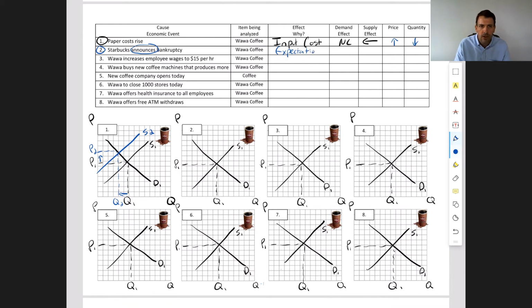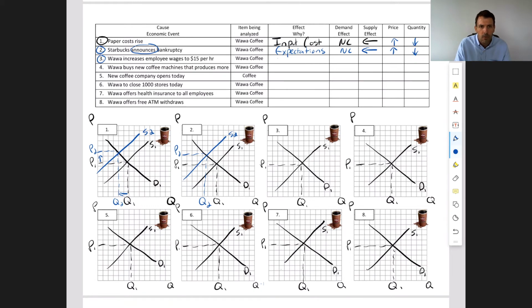The next one is Starbucks announces bankruptcy. They announced it, but it hasn't happened yet. Anything that's announced is something that's going to happen in the future. It's not happening today. Technically, based on expectations, if I know they're going to go bankrupt in the future, I'm going to reduce my supply today. That would shift the supply curve to the left. Typically that's not something that would happen in the coffee industry, but in some other industries it would.